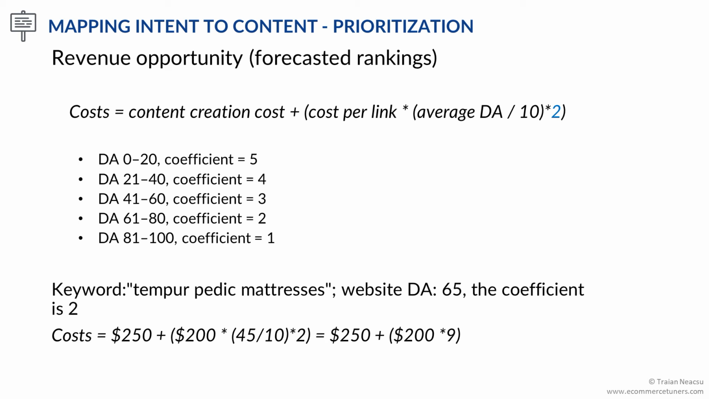For example, for the keyword Tempur-Pedic mattresses, if your website DA is 65, the coefficient is 2, and the costs formula is as follows. In this formula, number 9 means that you will need to build at least 9 good quality backlinks.